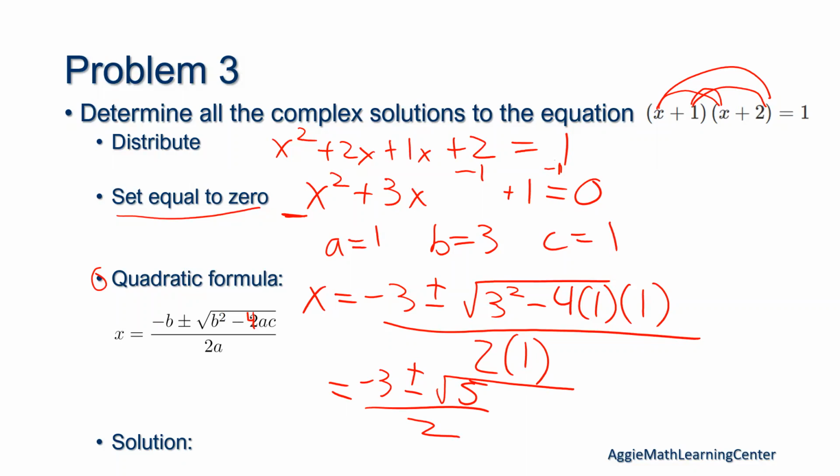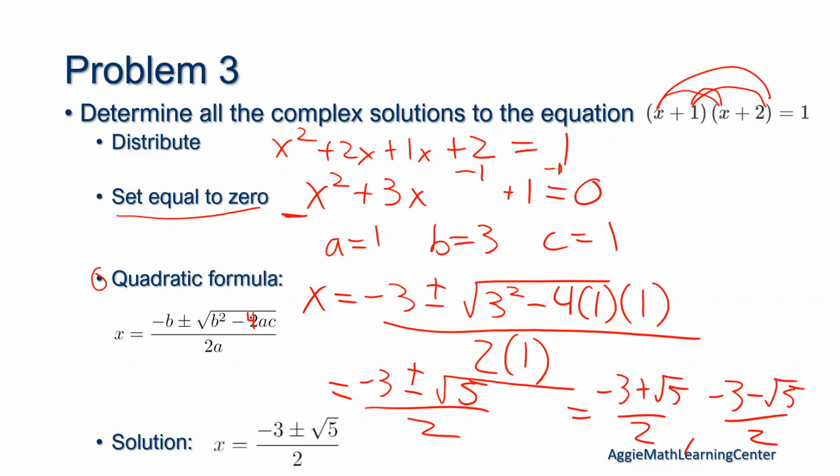So how you would type this in your CBE is, this plus or minus here means that there are 2 options, one that's being added and one that's being subtracted. So you would just write it as -3 plus the square root of 5 over 2, comma, -3 minus the square root of 5 over 2. Okay, these are all the solutions to this equation. Any questions about that before we move on?